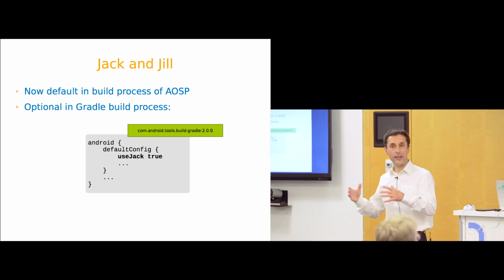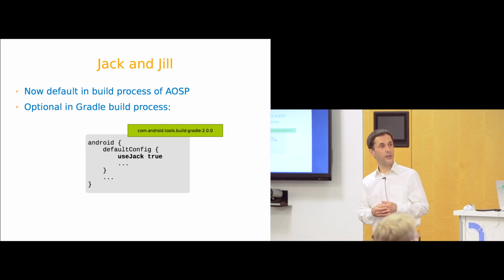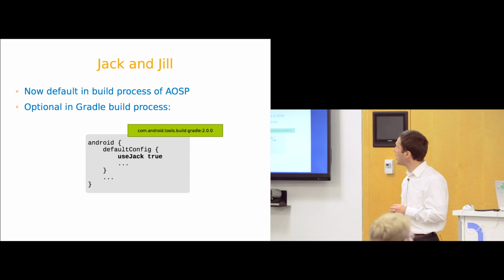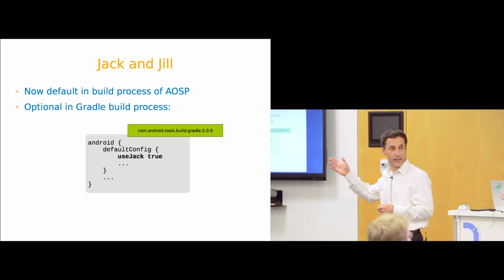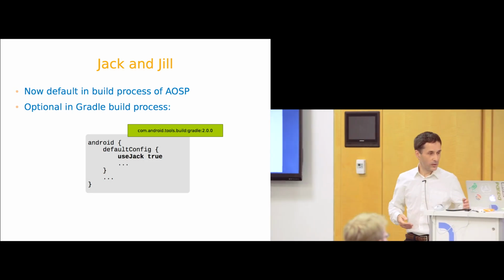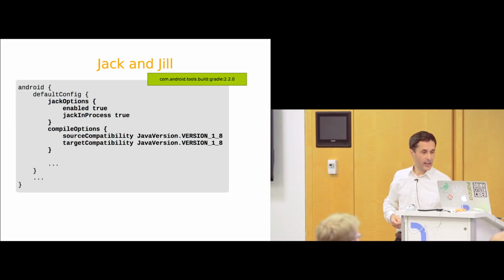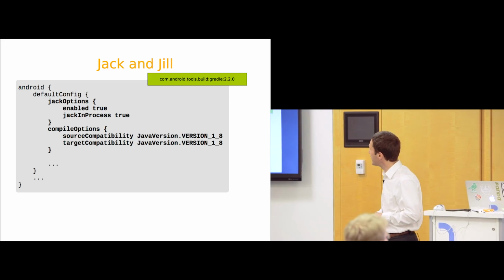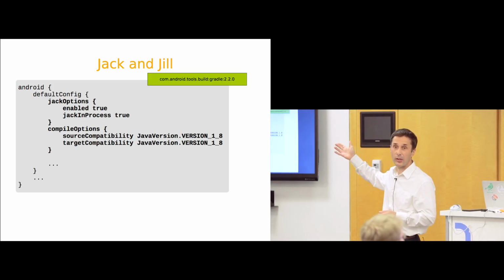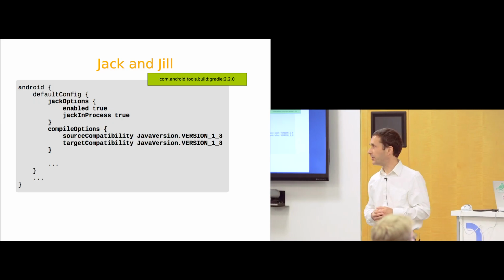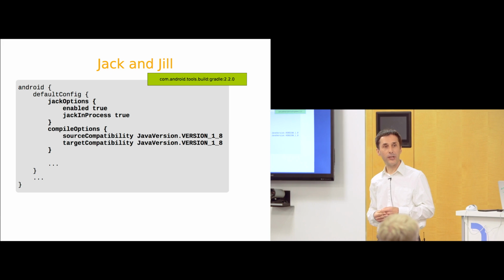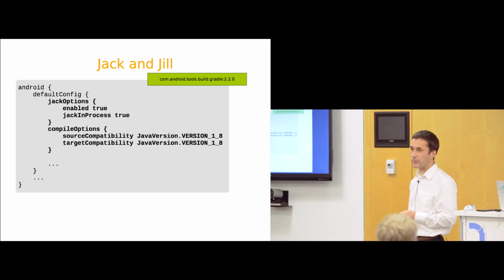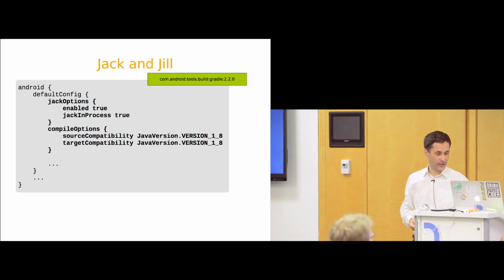On the other hand, if you're still building apps, and that's what most of us do, it's still optional. So by default, you'll be using the traditional compilers, the DX compiler, but you can enable Jack and Jill to experiment with it using a simple flag. At least this is the flag that was used in older versions of the Android plugin. In newer versions, you have to use these settings. So you enable Jack and Jill, and you can enable compatibility with Java 8 to use Java 8 features. There's also an undocumented feature that I needed to use at some point to get incremental builds. I'm not entirely sure if that's still necessary today.